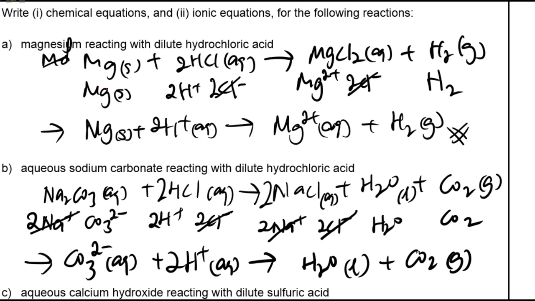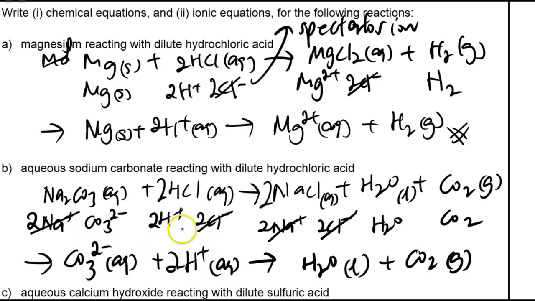So for the first one, acid metal reaction, the metal is reacting only with the H plus. The Cl minus is not doing anything, and we call Cl minus the spectator ion. So it is just watching only. That's why spectator.